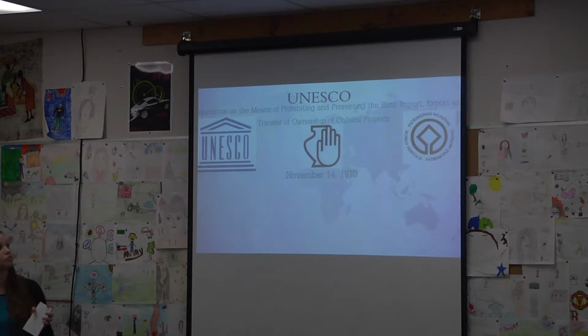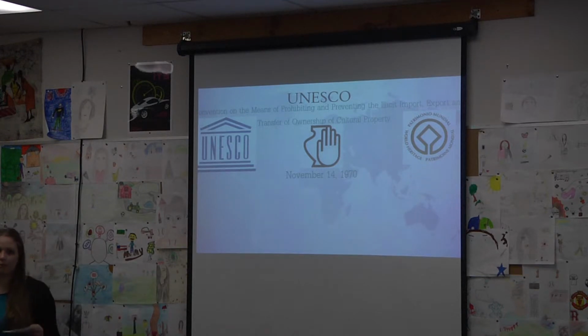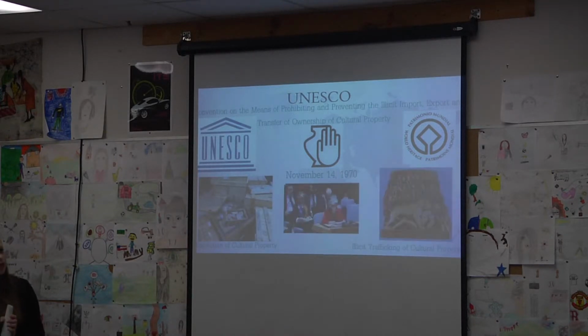The thing that they're most famous for is their November 14th, 1970 treaty, the Convention on the Means of Prohibiting and Preventing the Illicit Import, Export and Transfer of Ownership of Cultural Property. This is known as the first big international way to stop any illicit trafficking. This was the first big international one, and this is the first time that cultural property was ever described. They also deal with the restitution of cultural property and illicit trafficking of cultural property.